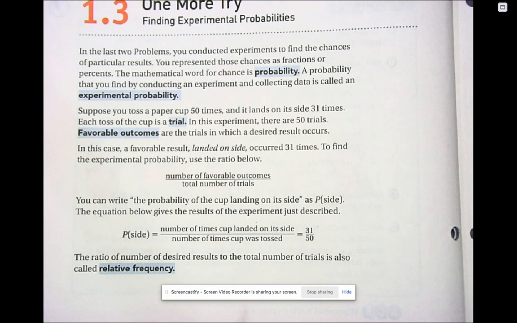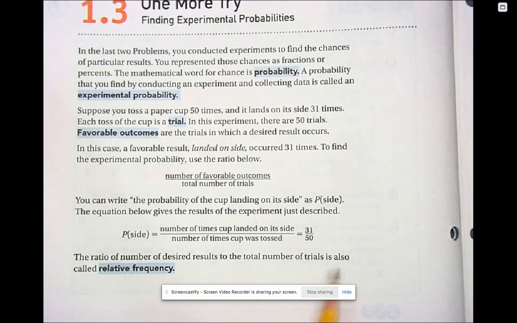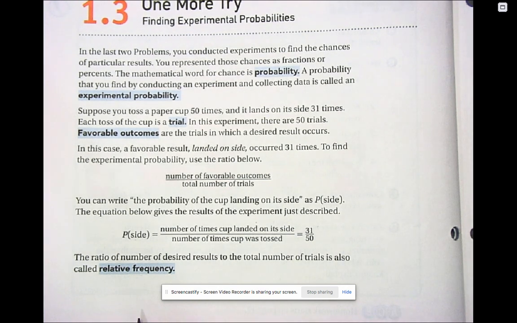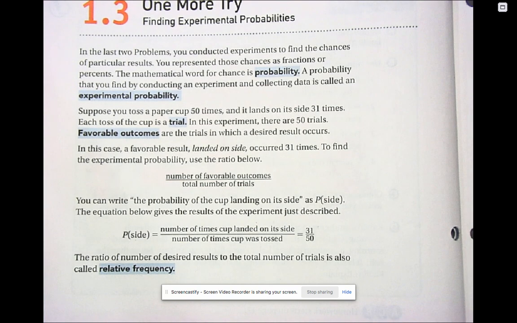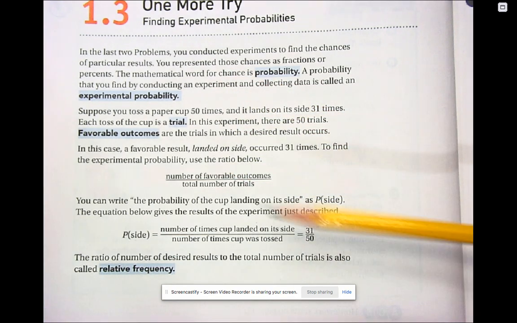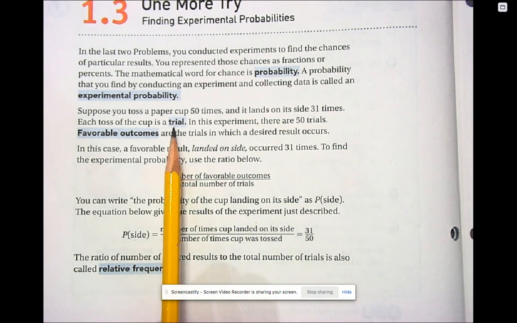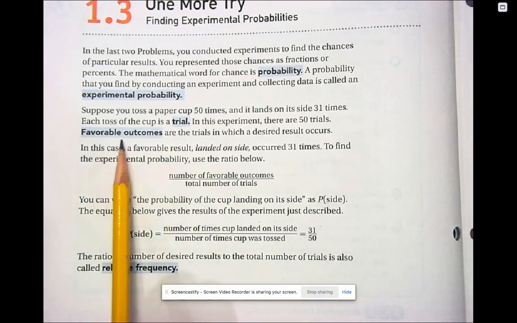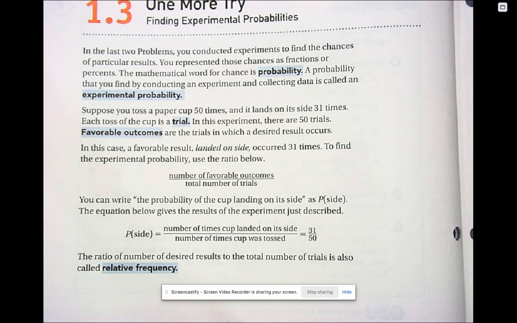The ratio of number of desired results to total number of trials is also called relative frequency. So a couple of big terms in here: probability, experimental probability when you find that based on an experiment, trial, how many times you do it, favorable, how many times it turns out for whatever you're looking for. And then that ratio is the relative frequency of favorable to total.